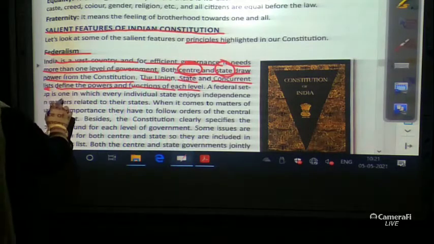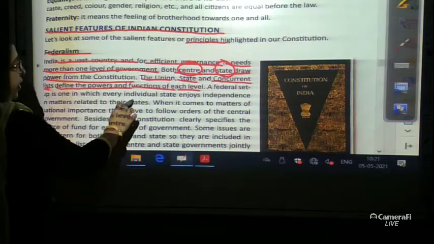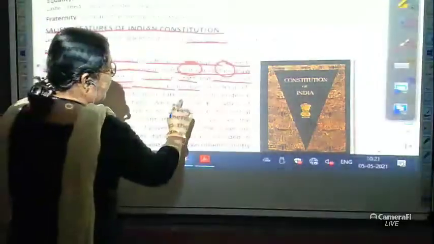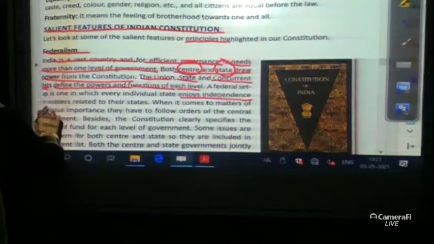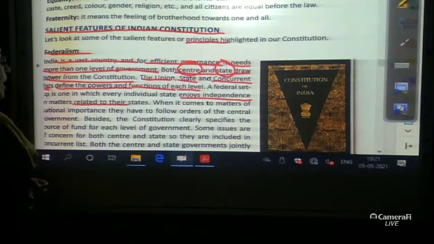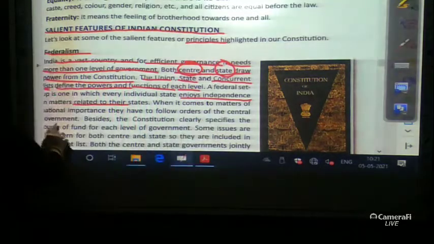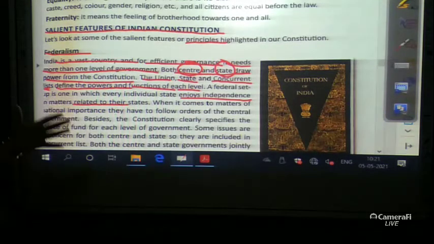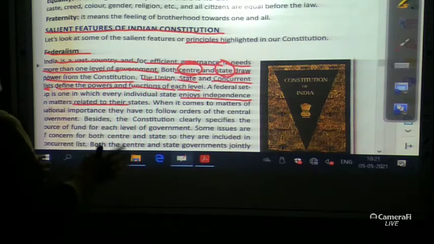A federal setup is one in which every individual state enjoys independence in matters related to their states. When it comes to matters of national importance, they have to follow the orders of the central government. So a federal setup means a two-tier government with well-assigned powers. Two-tier government means state and central.